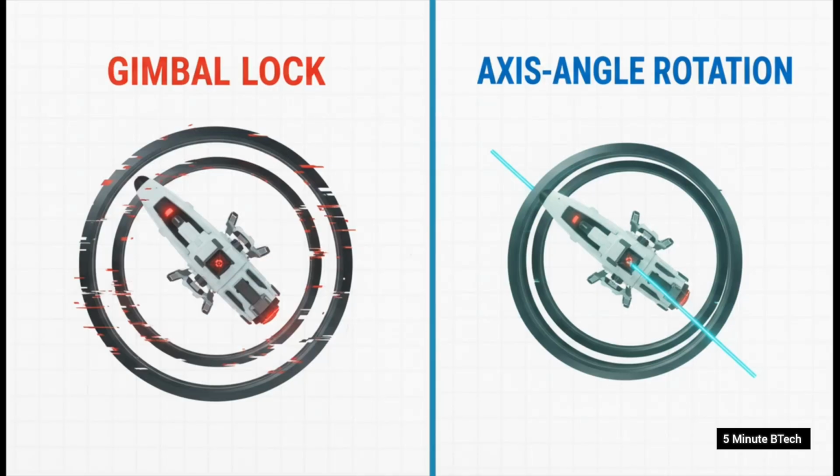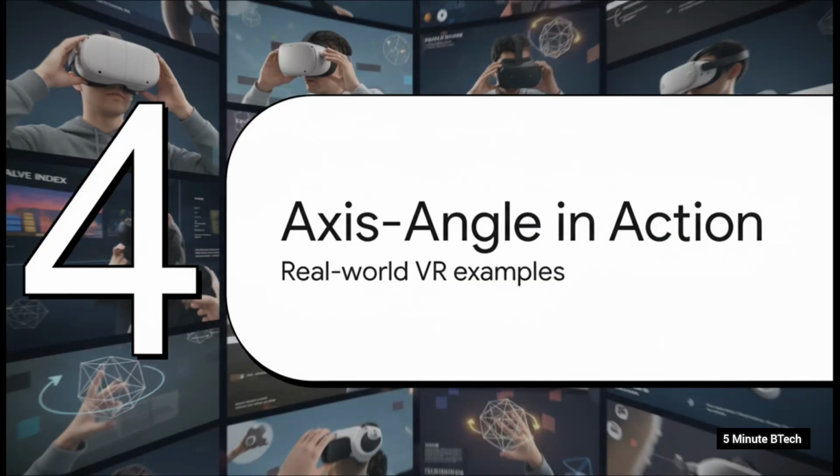Now, the second advantage is arguably the most critical one. It completely avoids a nasty problem called gimbal lock. This is a weird glitch that can happen with other methods where your movement can get stuck or suddenly flip out when you're looking straight up or down. It feels terrible. Axis angle is immune to this, which guarantees the smooth, stable tracking you need for VR to feel good.